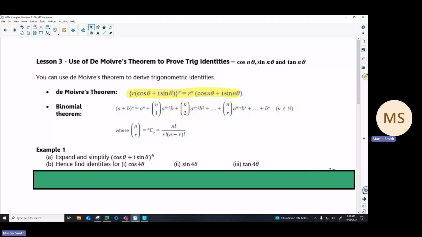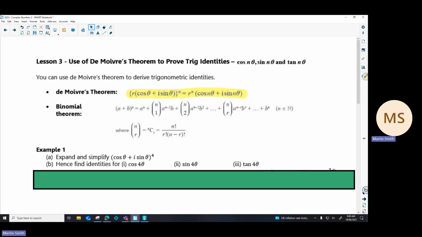We met it in the previous lesson. It's a formula for raising a power of a complex number, provided the complex number is in the form r brackets cos theta plus i sine theta, r being the modulus, theta being the argument. r(cos theta plus i sine theta) to the n is r to the n brackets cos n theta plus i sine n theta. So that's De Moivre's theorem.